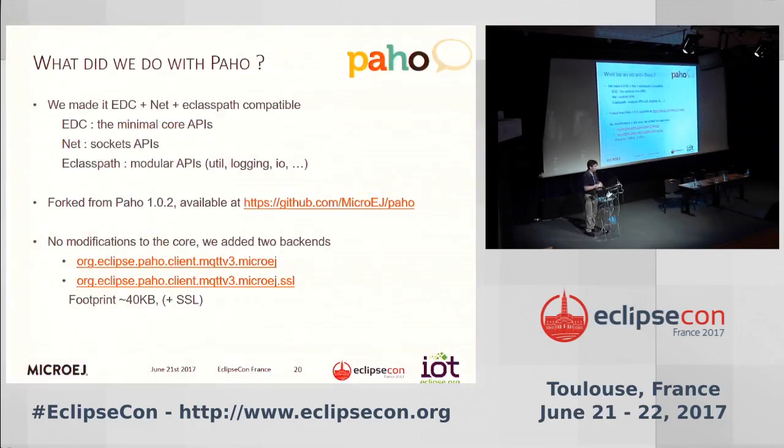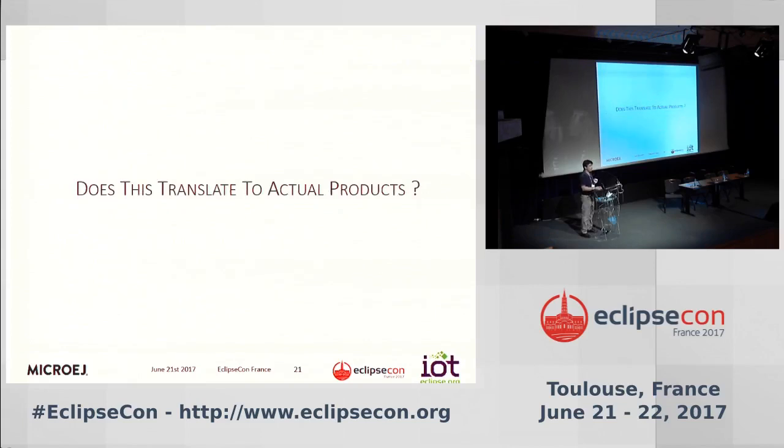Right. So what did we do with Paho? Well, obviously, we made it EDC compatible and Edge compatible. We forked from Paho version 1.0.2, and the fork is freely available on the MicroEJ GitHub. We made no modification to the core, actually. We just added a new backend. We added two backends, actually, one for SSL and one without SSL in case you have the need for SSL.